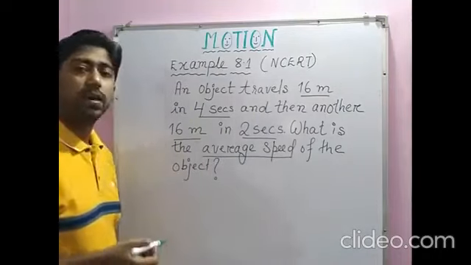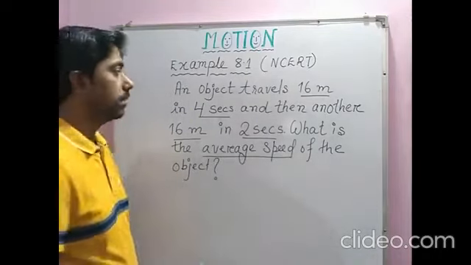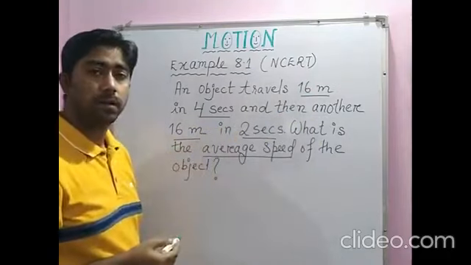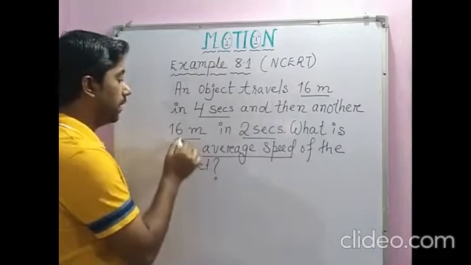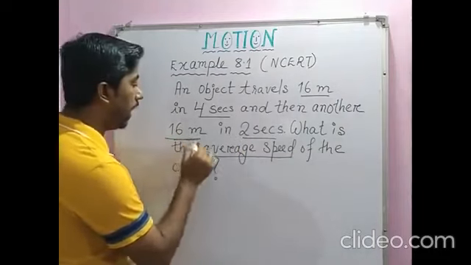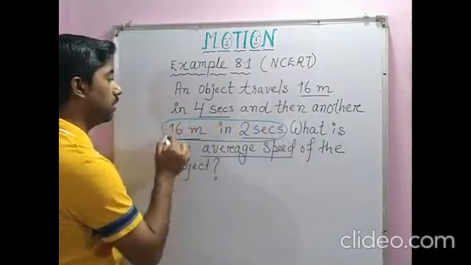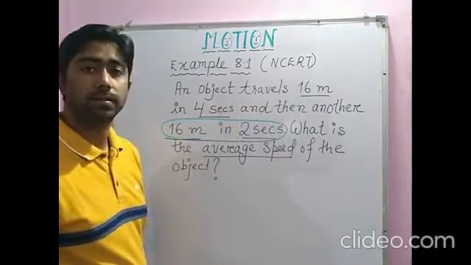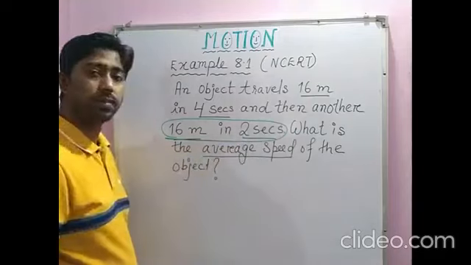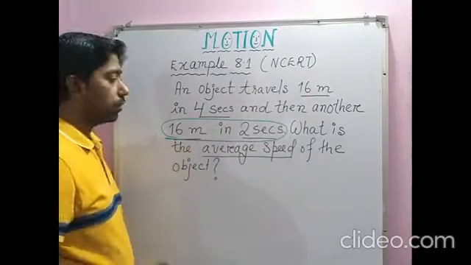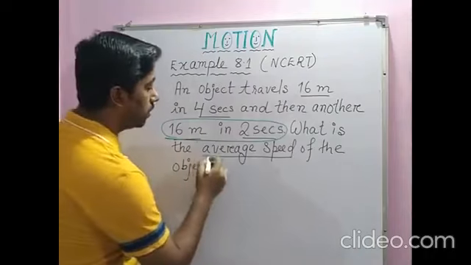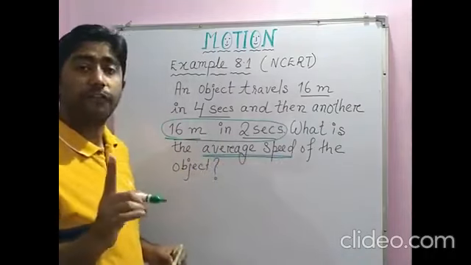So this is a case where the object is moving with a variable speed. See, 16 meter in 4 seconds, 16 meter in 2 seconds. So in the second case, 16 meter is traversed in just 2 seconds. That means the body has sped up in the second case, 16 meter in just 2 seconds compared to the first case. So first we have to know what is required. You see, we are asked to find average speed.